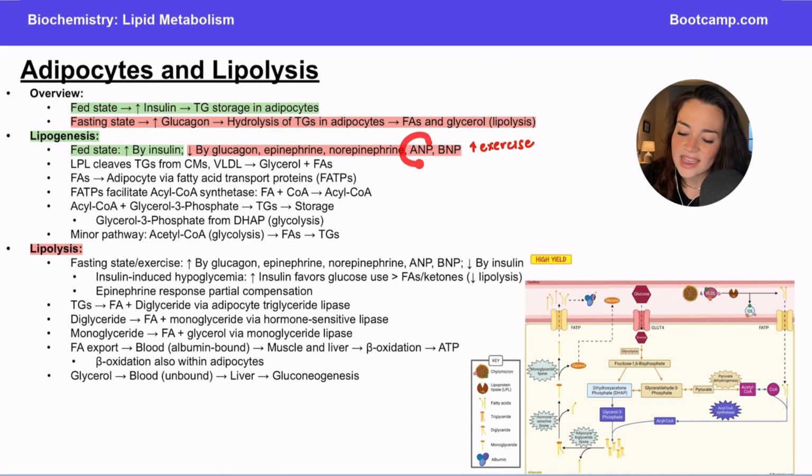And then remember, ANP and BNP are atrial and brain natriuretic peptides. They are released from cardiomyocytes in response to ventricular stretch. So when your heart is working hard, it's pumping a lot of blood, it's stretching out, these things will be released. And other than hypertension, as you classically think of it, the other situation where these are going to be increased is exercise, increased cardiac output.